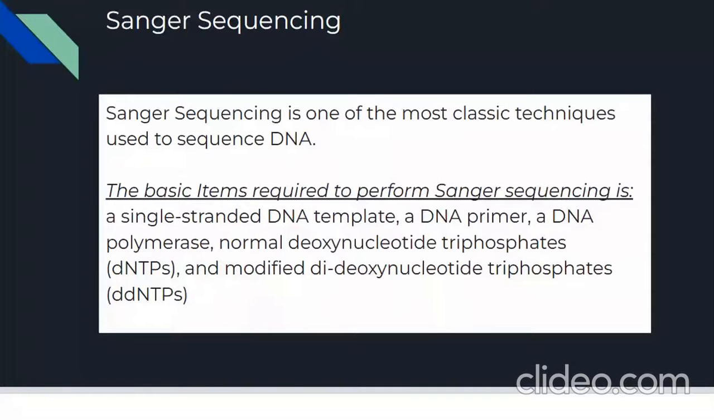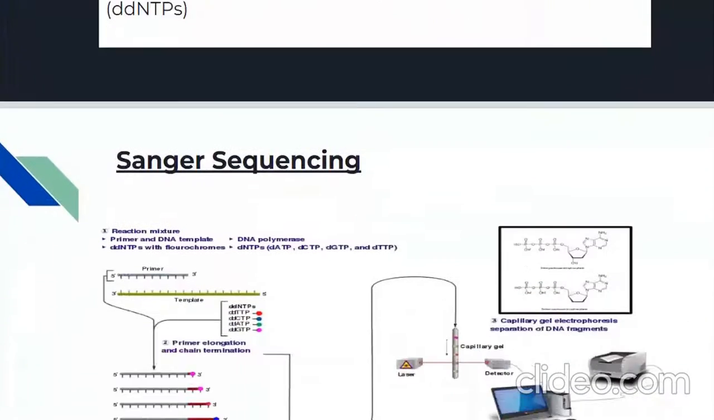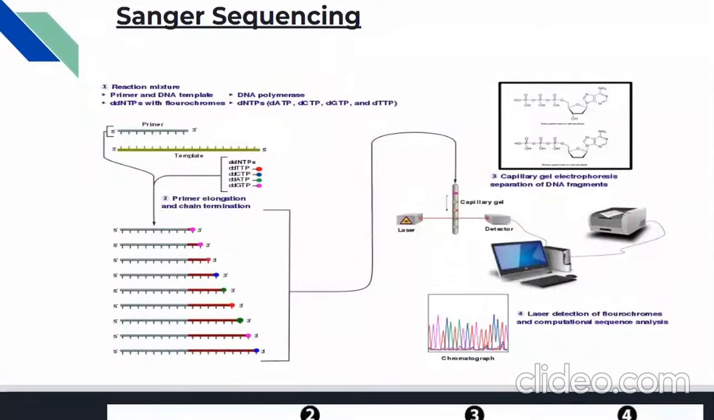Sanger sequencing is one of the most classic techniques used to sequence DNA. First, you would want to know the basic ingredients needed to do Sanger sequencing. The most basic items you would need are a single-stranded DNA template, a DNA primer, a DNA polymerase, dNTPs and ddNTPs. I'll explain the actions of dNTPs and ddNTPs in the next slide. Can you go to the next slide and come back, sir? That was disordered, I guess.